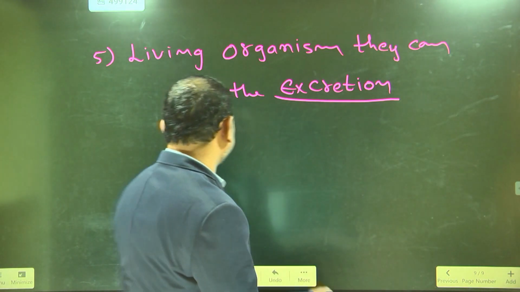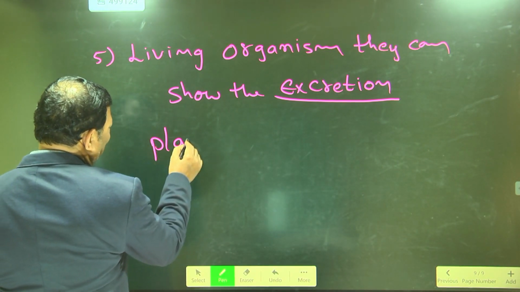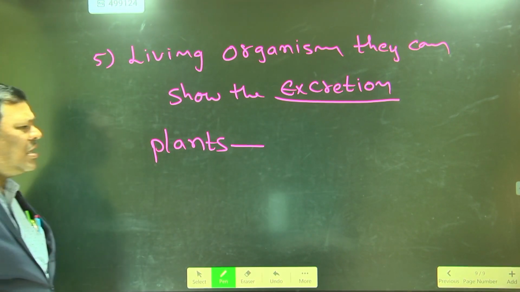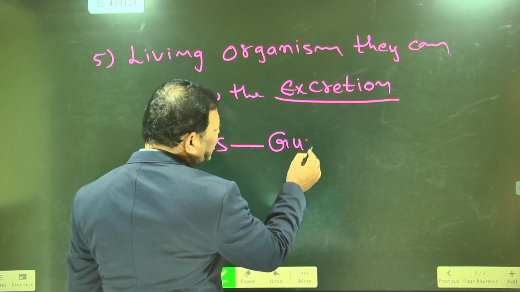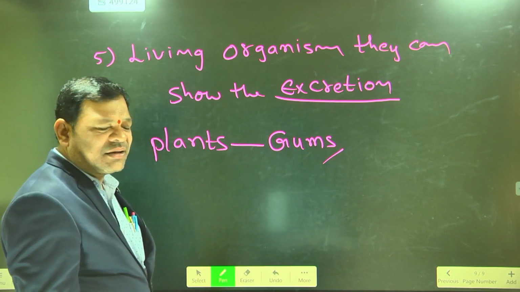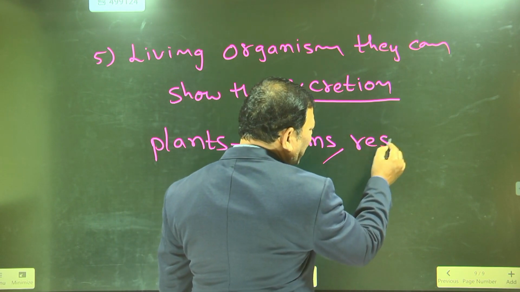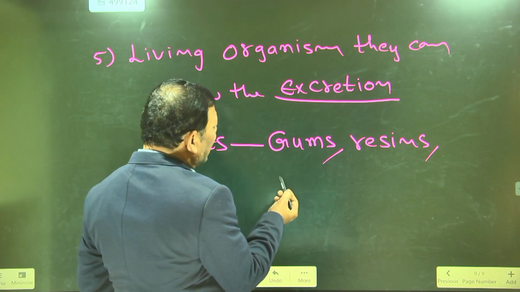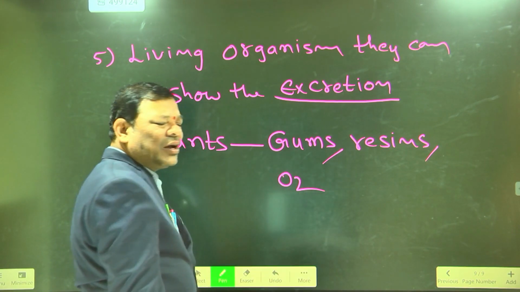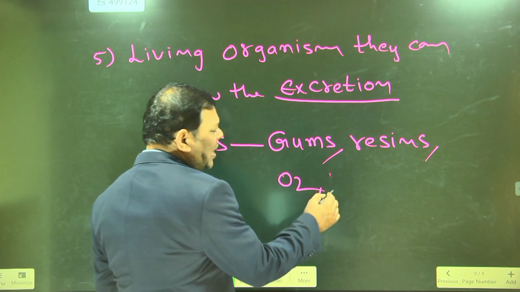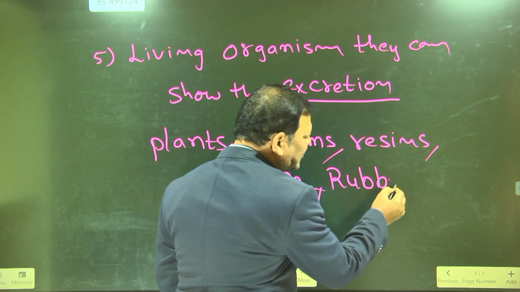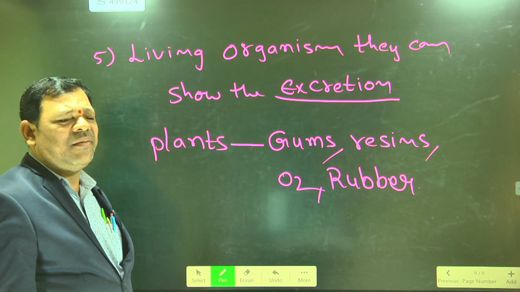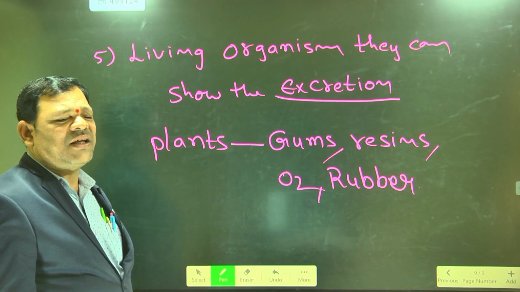So if you look at plants, what are the excretory products? Gums are an excretory product, resins are an excretory product, oxygen is an excretory product, and rubber is an excretory product. So that means plants show excretion. That is a characteristic feature of living things.